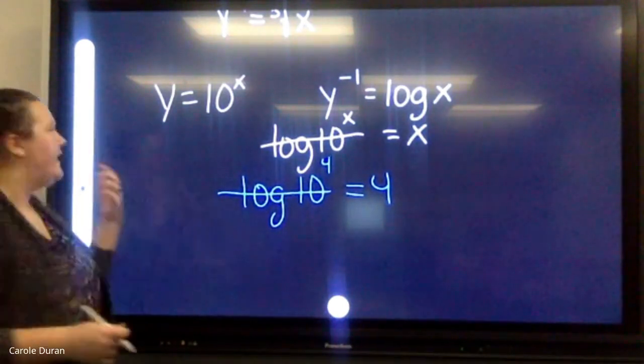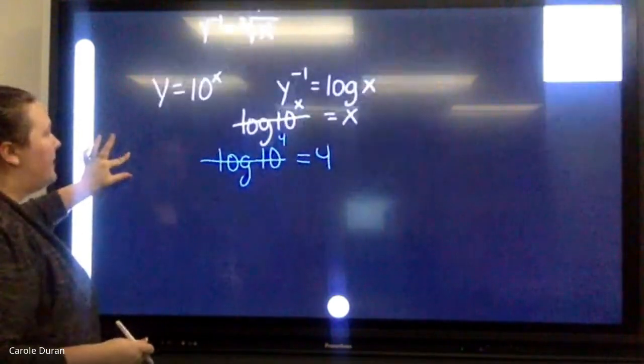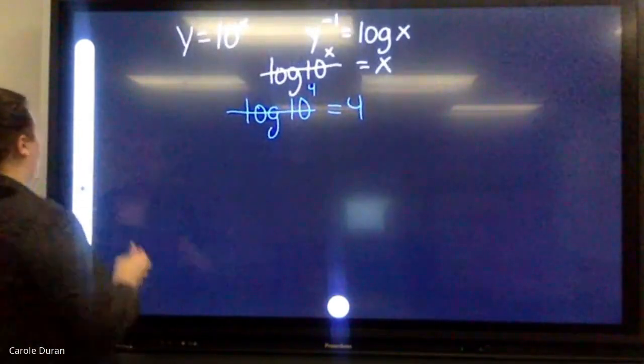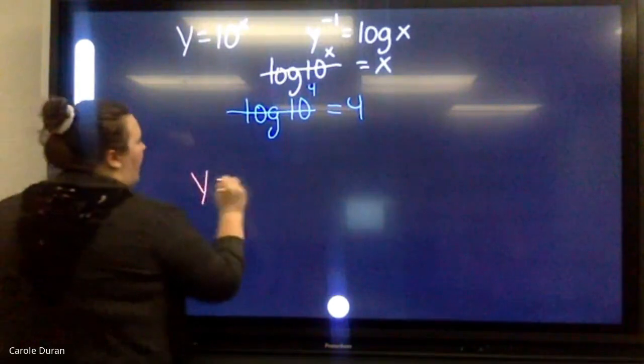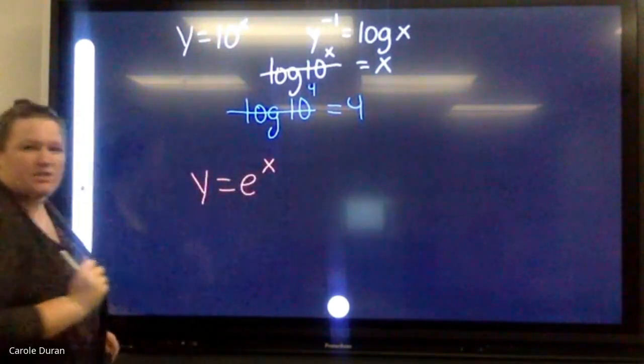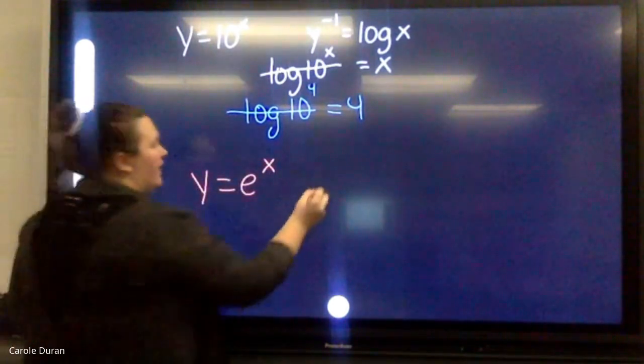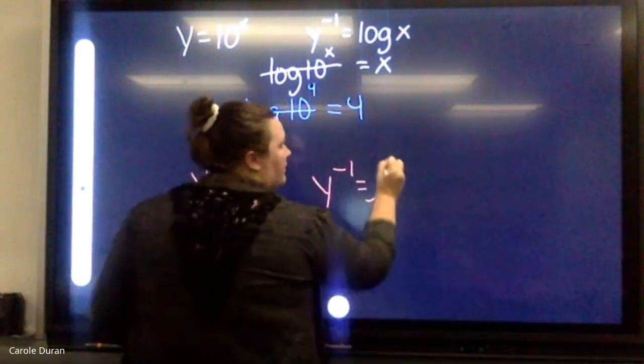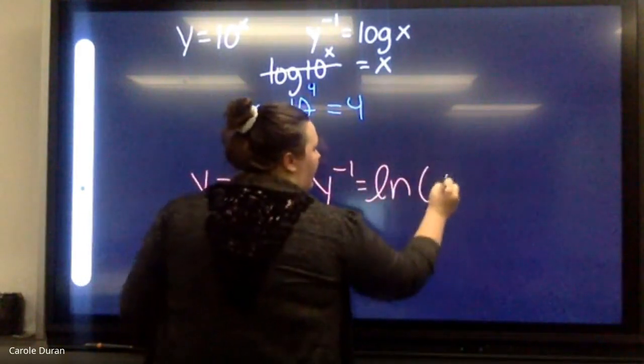The same thing applies if I have an e, because e is the inverse to natural log. So if I have y equals e to the x as my original function, its inverse function is natural log of x.